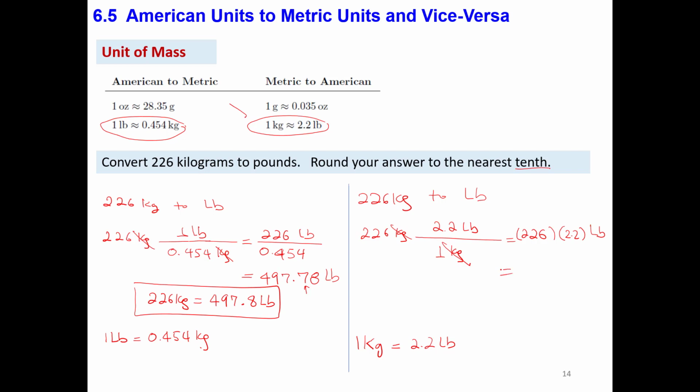We multiply these two numbers, we had 497.2 pounds. And we don't need here to round because it's already the 10th place. We have just into the 10th place the decimal.